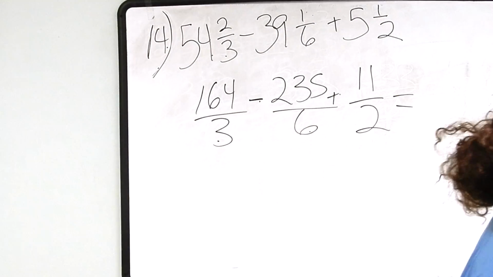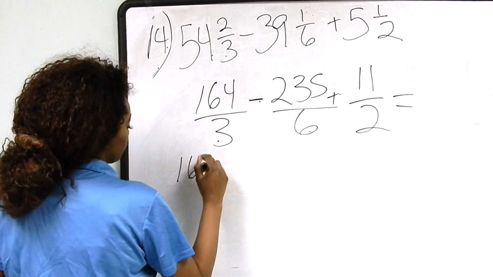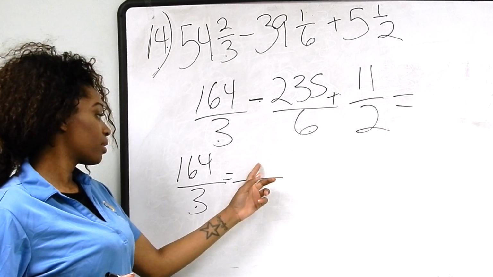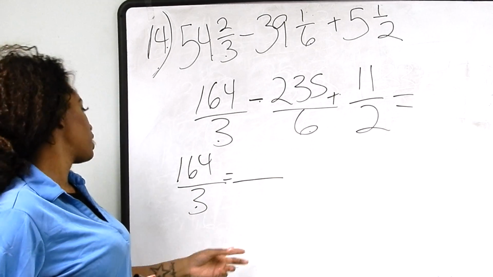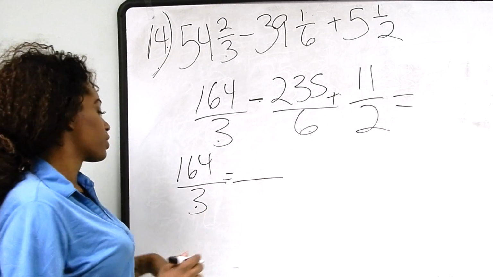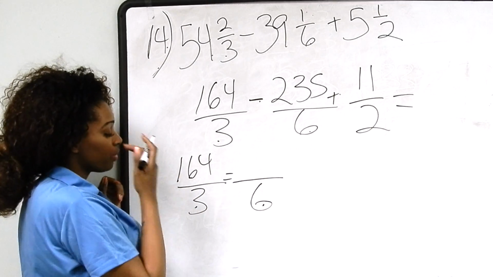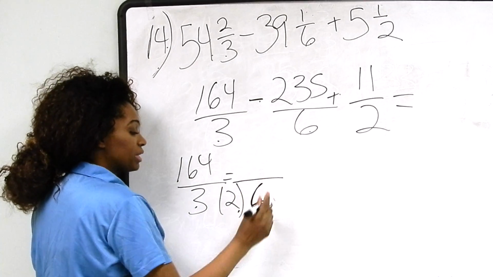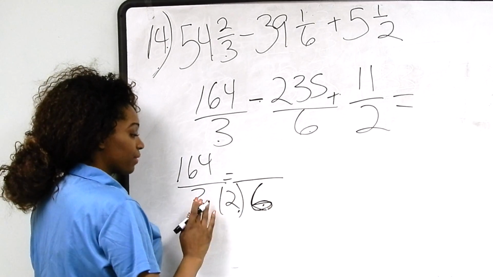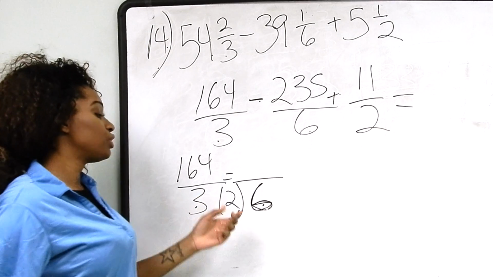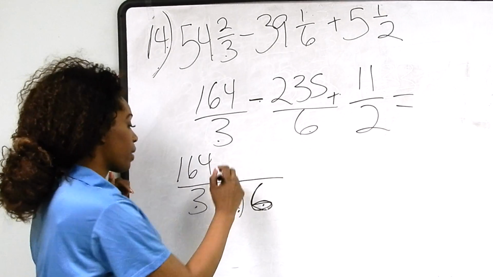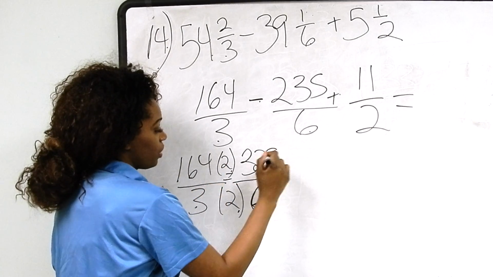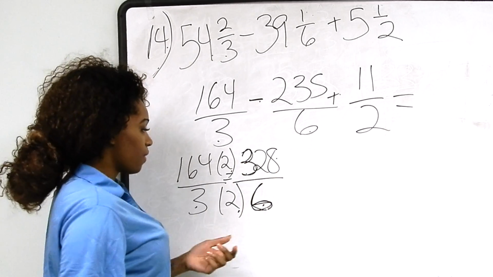So we're going to change 164 over 3 from 164 over 3 to a number over 6. In order to get from 3 to 6, we have to multiply by 2. If you don't know that off the top of your head, you would simply divide 6 by 3. 6 divided by 3 is 2. Whatever you do to the denominator, you must do to the numerator as well. So 164 times 2 is 328 over 6.